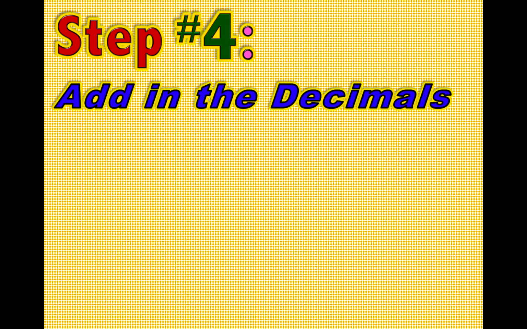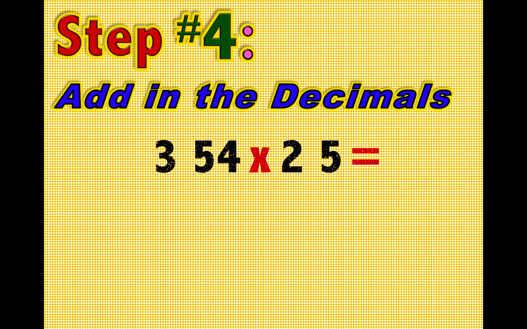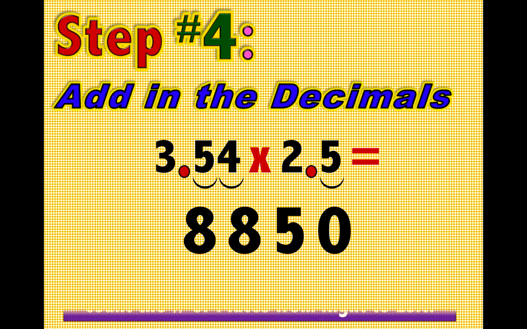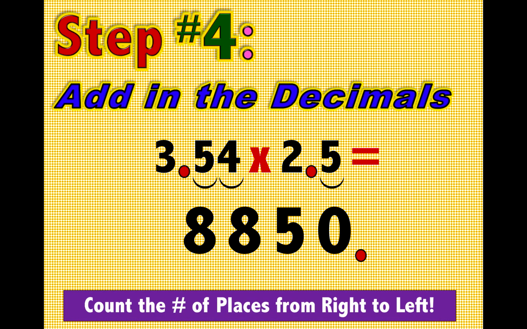Step number 4. Add the decimals back into the product. Here is the original problem. 3.54 multiplied by 2.5. How many decimal places do we have? Let's count. 1, 2, 3. When we multiplied this number like whole numbers, our product was 8,850. Now we add back in those decimals by counting the number of decimal places from right to left. 1, 2, 3.